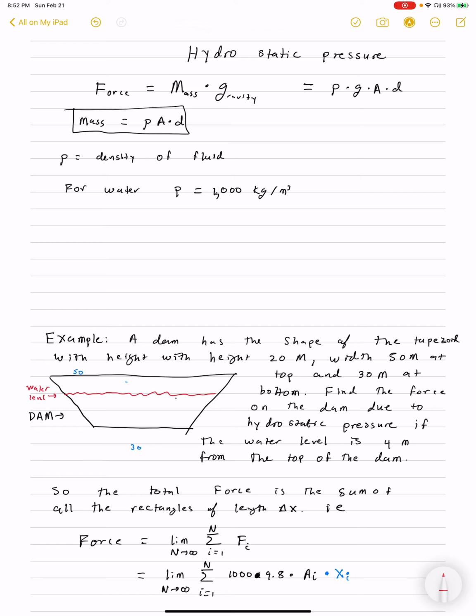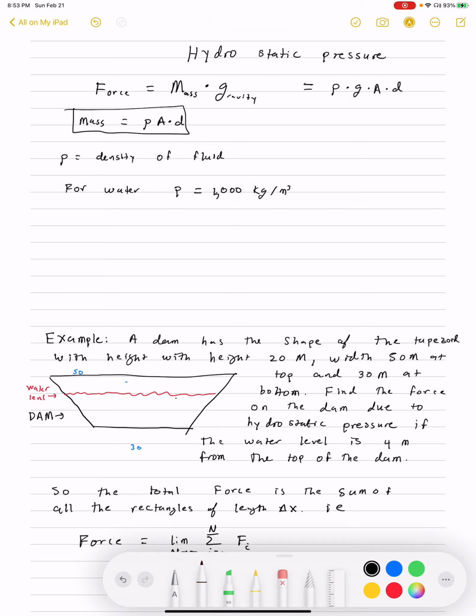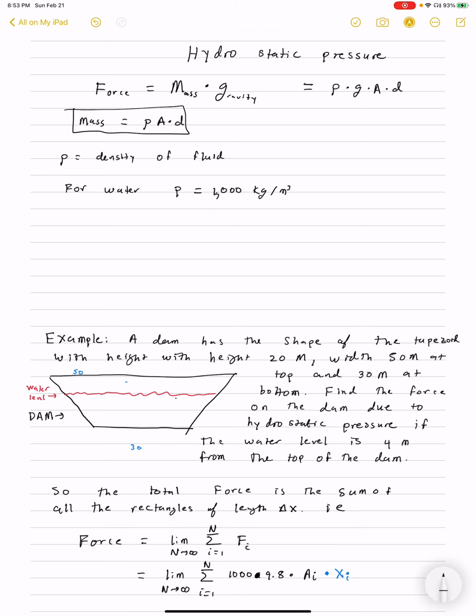gravity. Okay, but now since we're considering a force in which the mass is due to water, so here's the water level, and by the way, that Greek letter rho represents the density of a fluid. So for water, that's 1,000 kilograms per cubic meter. And so you might ask, well, what is this mass I'm talking about? You know, exactly how does this formula work?